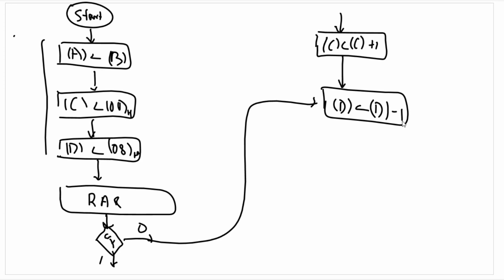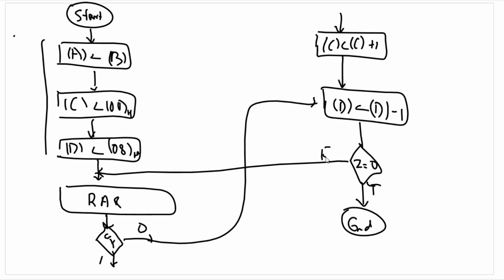Fine. So after decrementing D, you check the status of the zero flag, whether it is 0 or not. If zero flag is set, if this is true, then in that case end the program. If it is not true, if it is false, then go back to this particular point, rotate it again, check again the status of carry. So this will take place 8 times, because D is carrying 8, so this will become 0 only after being decremented 8 times, after which this zero flag will become true and the operation will end.